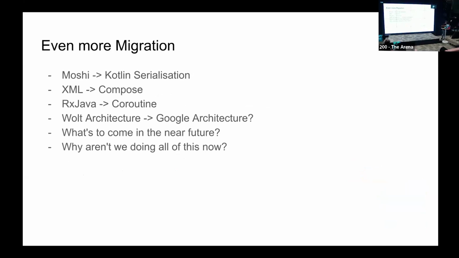We have an inner architecture called Wolt architecture, which was built on MVI 5 years ago. It's really powerful for what it is, but it has been outdated. Now there's a Google architecture recommended to you by Google. Why would anybody take time learning the Wolt architecture anymore? And there's a lot of things to come in the near future. So how do we do all of this?